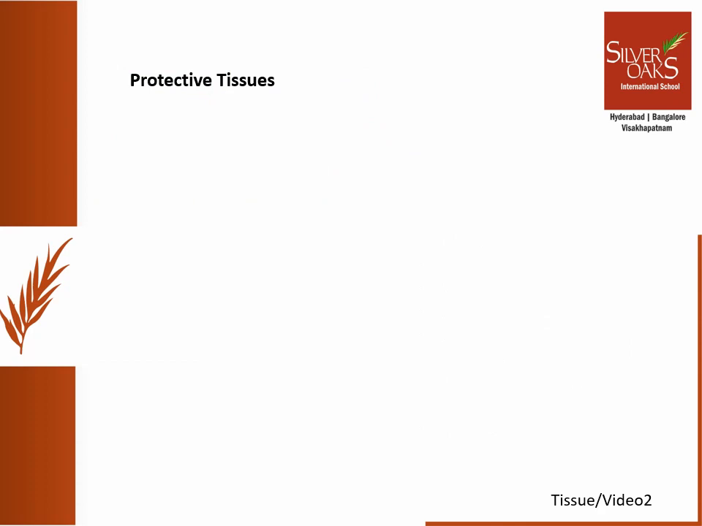Before we proceed to learn about the complex permanent tissues in plants, we have to learn about protective tissues. These tissues neither come under the category of meristematic tissues nor under the category of complex permanent tissues. So it is a separate category of tissues which are required by the plant to provide them protection. And what are the two categories? The two categories are the epidermis and the cork.